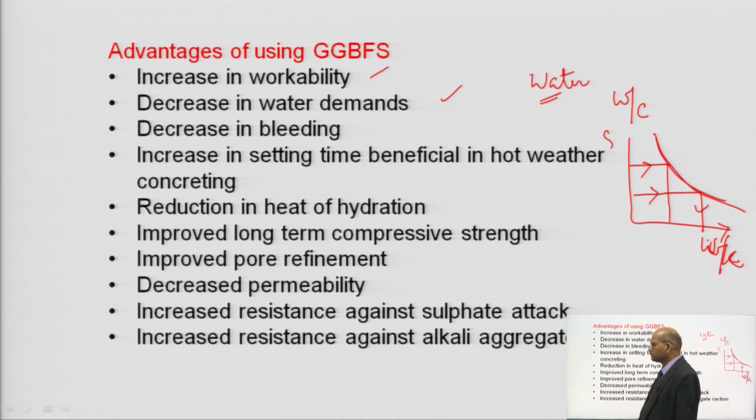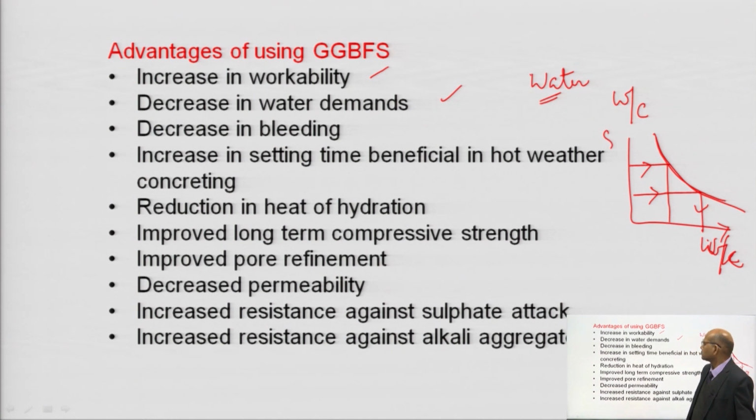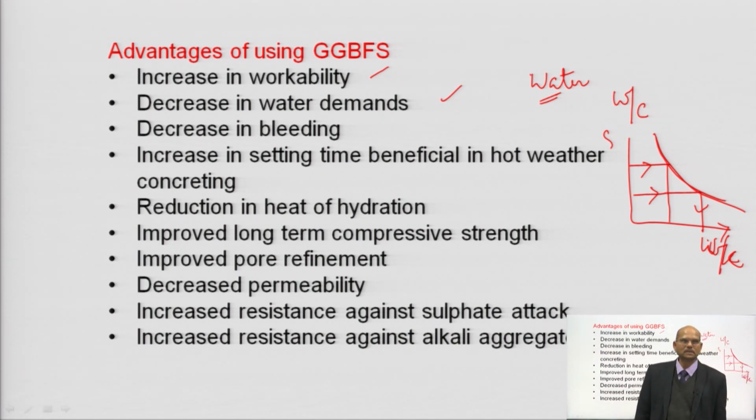Then a decrease in bleeding. If your grinding is not good, if it is less than 4000, then you will not get a better result in bleeding. But if you think that your concrete is going to bleed, in that case what do you have to do? You go for more grinding, say around 5000, 6000 centimeter square per gram. So, that is able to control the bleeding of the concrete.